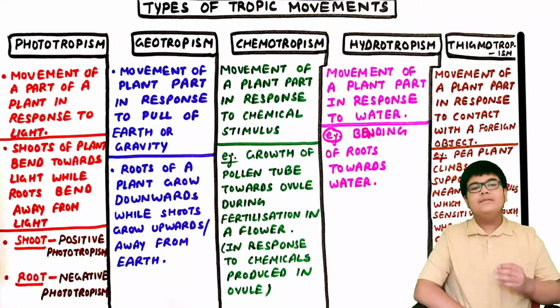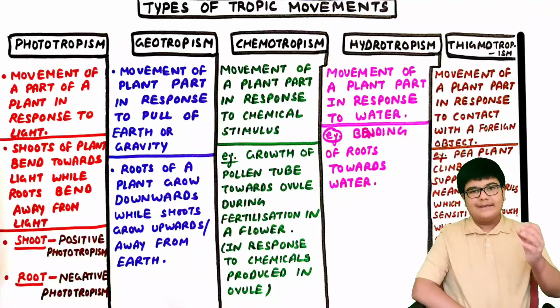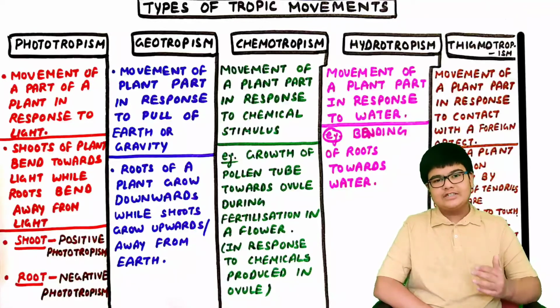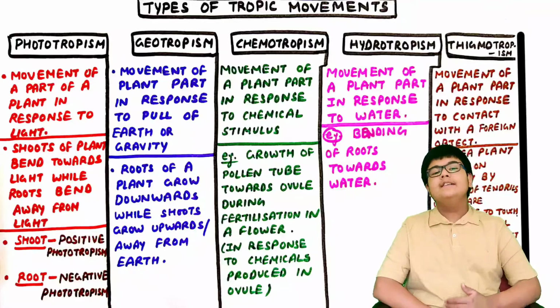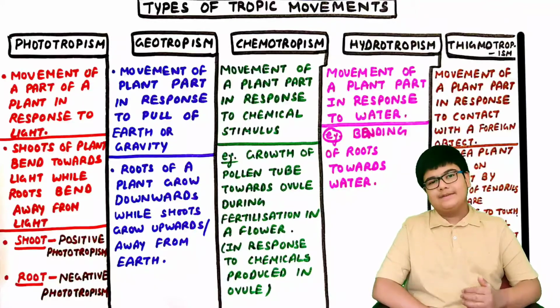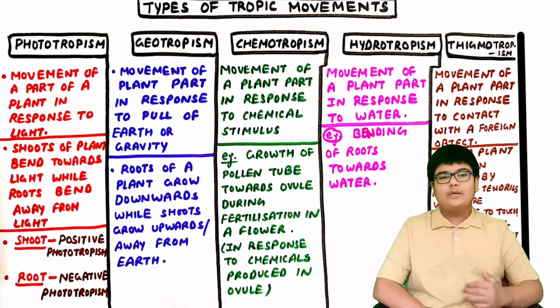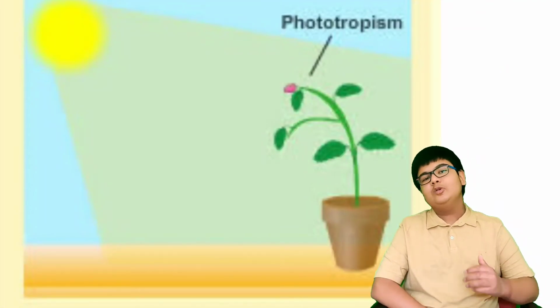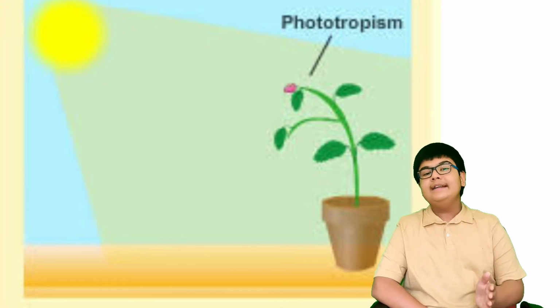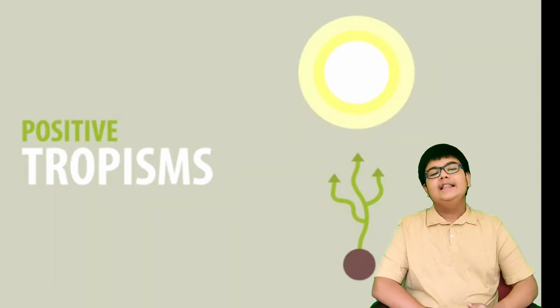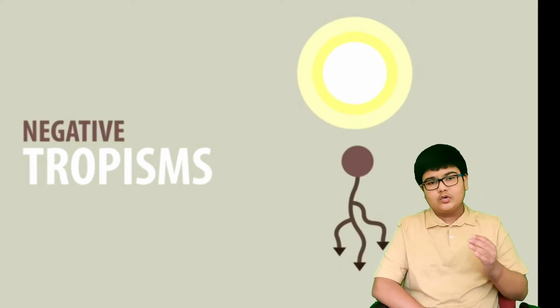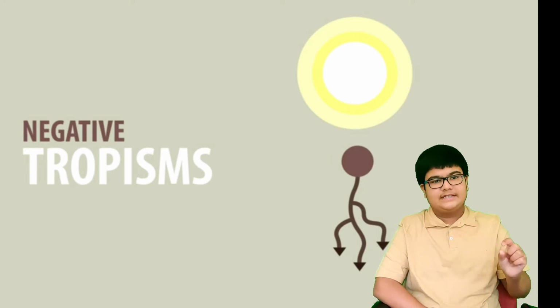Now let us discuss the various types of tropic movements on the basis of their stimuli. The 5 types of tropic movements on the basis of the stimuli causing them are phototropism, geotropism, chemotropism, hydrotropism and thigmotropism. First, phototropism. It is the movement of a part of a plant in response to light. An example of phototropism is that the shoots of plants bend towards light and the roots of plants bend away from light. In this example, the shoots show positive tropism as they are bending towards the stimulus, and the roots show negative tropism as they are bending away from the stimulus.